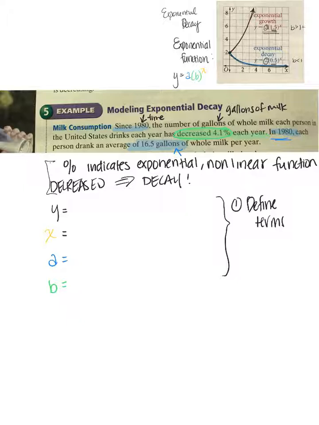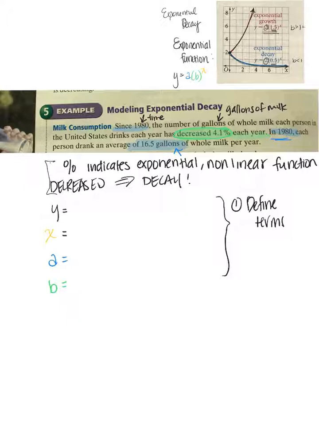Which one of these is going to be my y or my x? Well, think about it in terms of dependent and independent. Does the number of gallons of milk affect the year? If there's 20 gallons of milk drunk, then is it time to move to 1981? If we drink 30 gallons of milk, does it mean it's time to move to 1982? No.